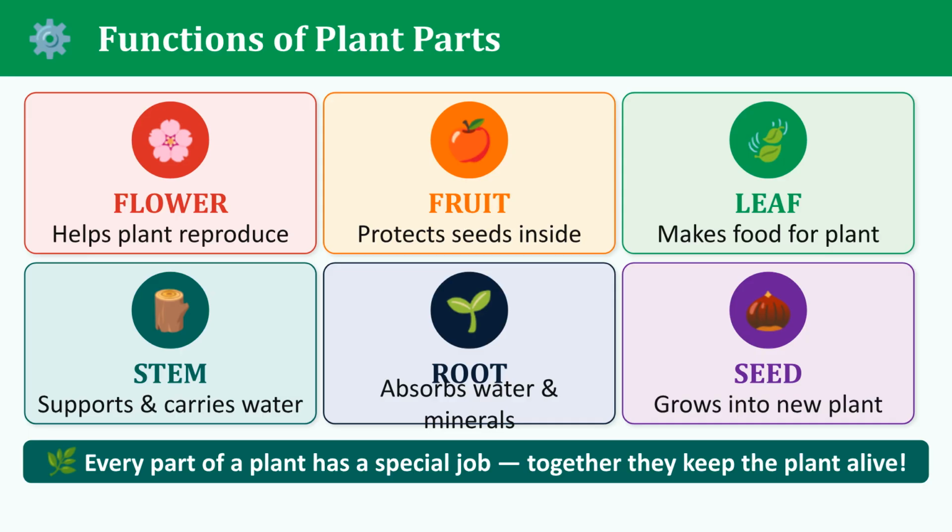The leaf is called the food factory of the plant. It prepares food using sunlight. The stem acts like the plant's transportation system. It supports the plant and carries water, minerals, and food. The root absorbs water and minerals from the soil. It also anchors the plant firmly in the ground. Finally, the seed contains a baby plant. When it gets water, air, and warmth, it grows into a new plant. Remember, every single part is important. Without even one part, the plant cannot function properly.